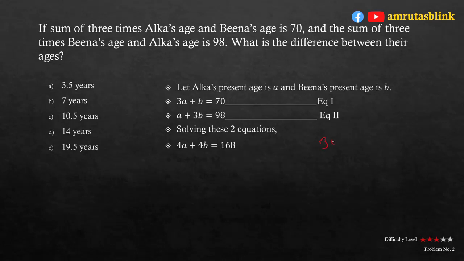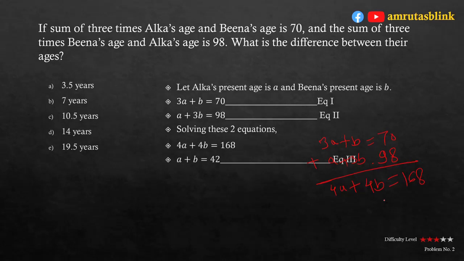We will do this addition in this way, that is 3A plus B is equal to 70 and plus A plus 3B is equal to 98, and hence 3A plus A is equal to 4A, B plus 3B is equal to 4B, and 70 plus 98 is equal to 178. So if we divide the complete equation by 4, we will get A plus B is equal to 42.